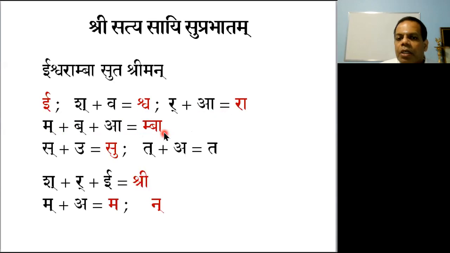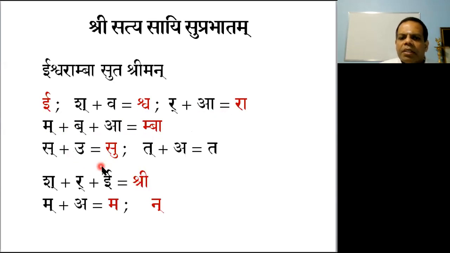Ishvaramba. This is not the fourth letter. Okay, it's the third letter. It's not aspirated. Okay, it's not bha. It is ba. Okay. Sometimes we don't distinguish between ba and bha. Just make a note of it. Ishvaramba.